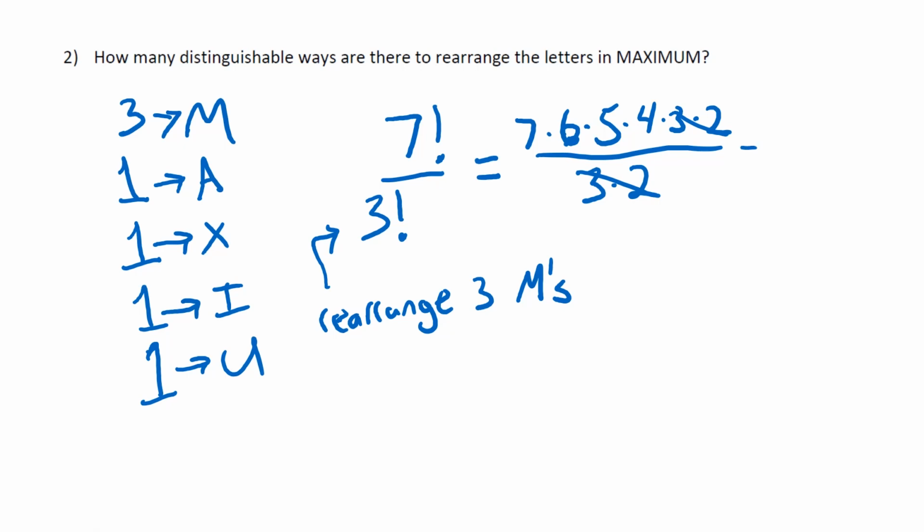And so we get, let's see, 7 times 6 is 42. 5 times 4 is 20. So we end up with 840. Okay.